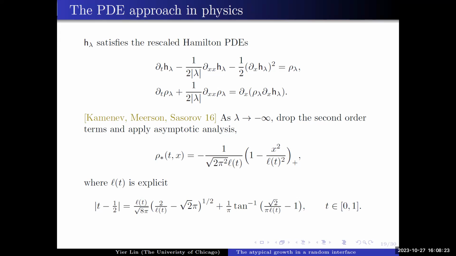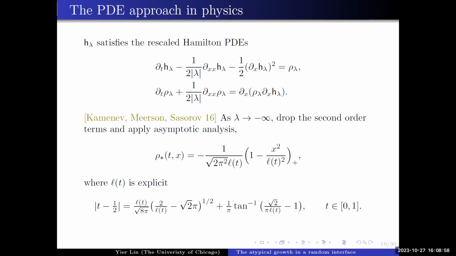This is what the physics literature does: they propose that the limit of this H lambda should be the solution of the PDE when you drop the second order term. Because when you let lambda go to minus infinity, this coefficient goes to 0. So these terms should vanish in the end. If H lambda and rho lambda are of order 1, these terms should disappear. So you want to solve the limiting first order equation, which looks simpler.